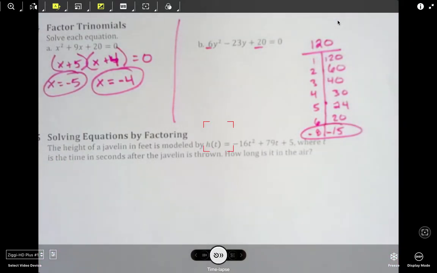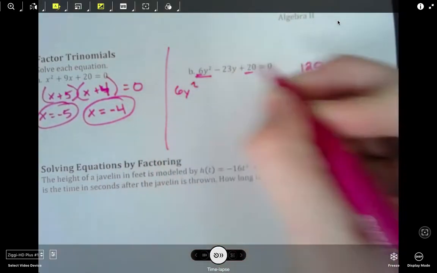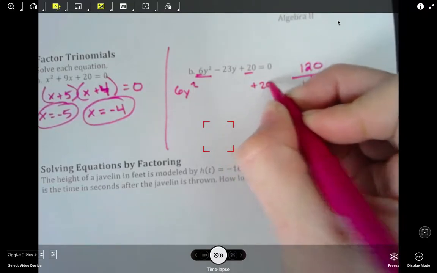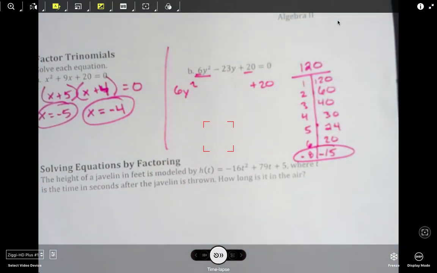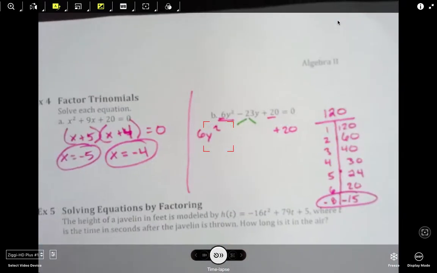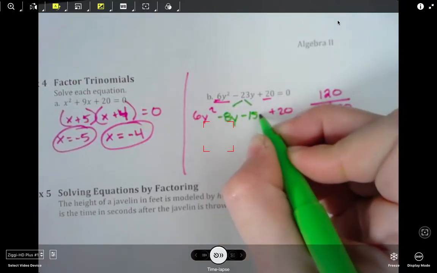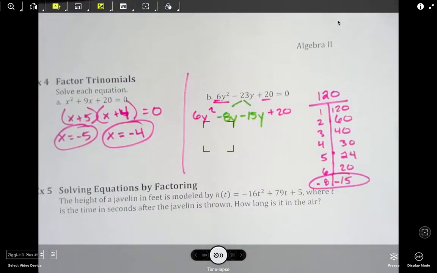Negative 8 minus 15. Okay, so this 6y squared stays the same. 20 stays the same. And then the 23 becomes minus 8y minus 15y, like that. Okay? Don't forget the y's on there. 8 and 15, when you put them together, make negative 23, like that.